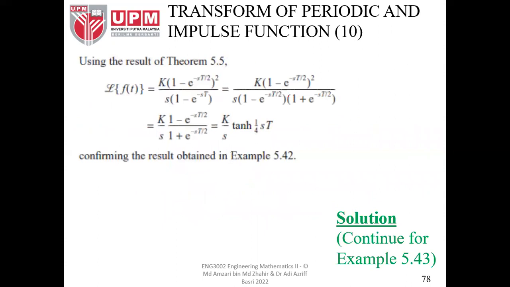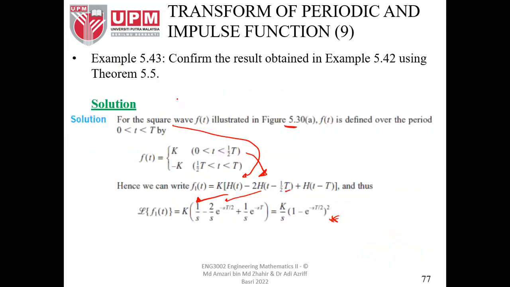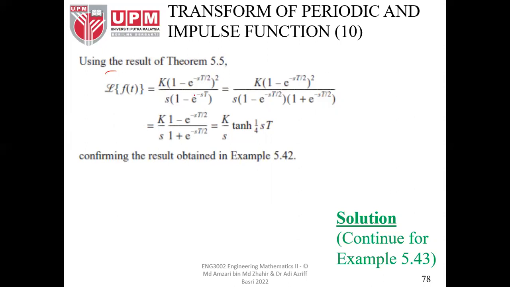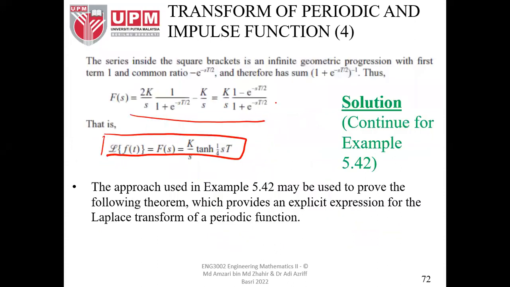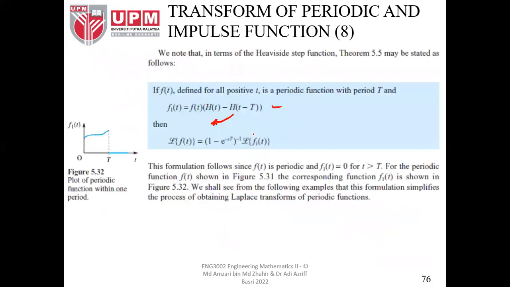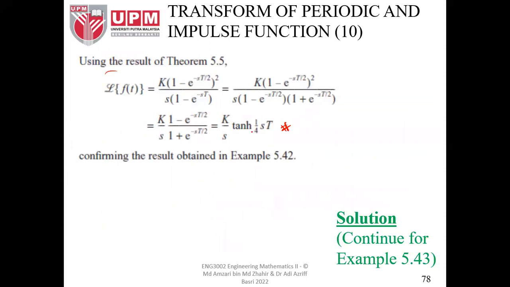So by using the theorem previously, we know that the Laplace of f(t) is equal to k, this one is the same one, (1 minus exponent negative sT/2) squared divided by s times (1 minus exponent negative sT). So this one is equal to the simplification of this one. When you simplify this one, you will get k/s times (1 minus exponent negative sT/2) divided by (1 plus exponent negative sT/2). So this one is equal to the k tangent just now, from here to here. So you will get k/s hyperbolic tangent of 1/4 sT.